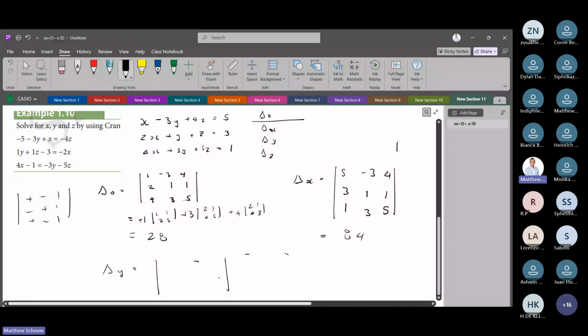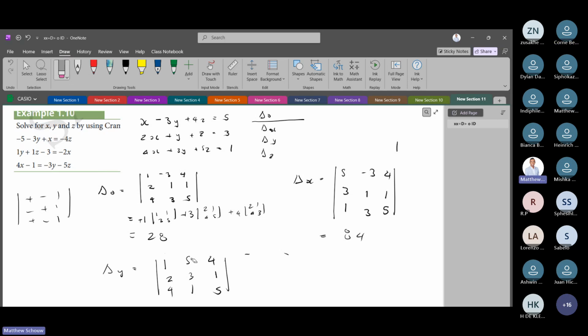Delta Y, again, we must remove Y and put it with a constant. So we know this is 1, 2, 4. We're removing this and replacing it with that: 5, 3, 1. And then we have 4, 1, and 5. Let me just remove that piece there. You do the same thing again. Like I said, if you've got that calculator, you can always verify your answers.